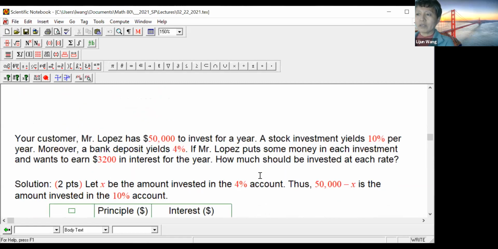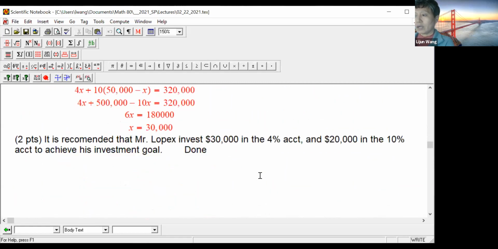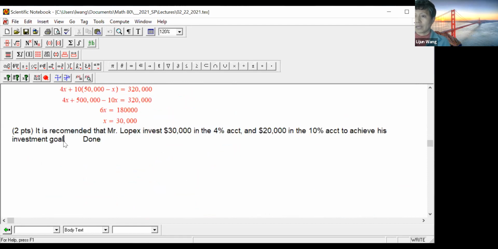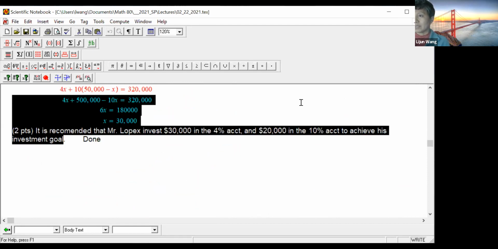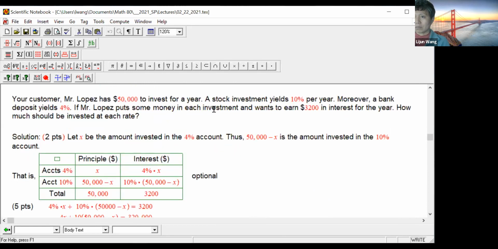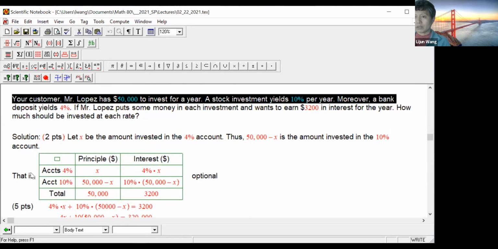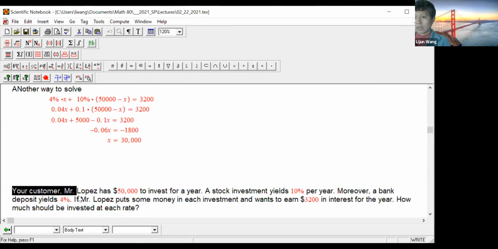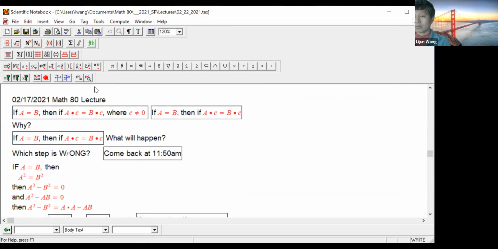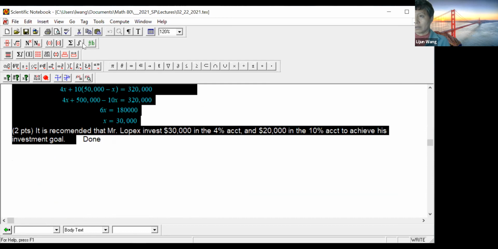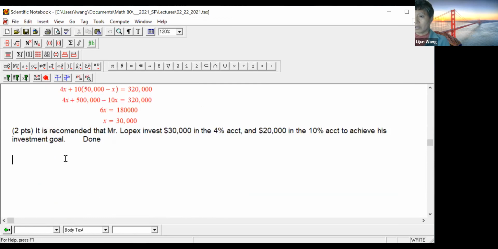So I'm going to give you another version of a piece of work down here. I'm going to show you another version of it. Everything's pretty much the same.